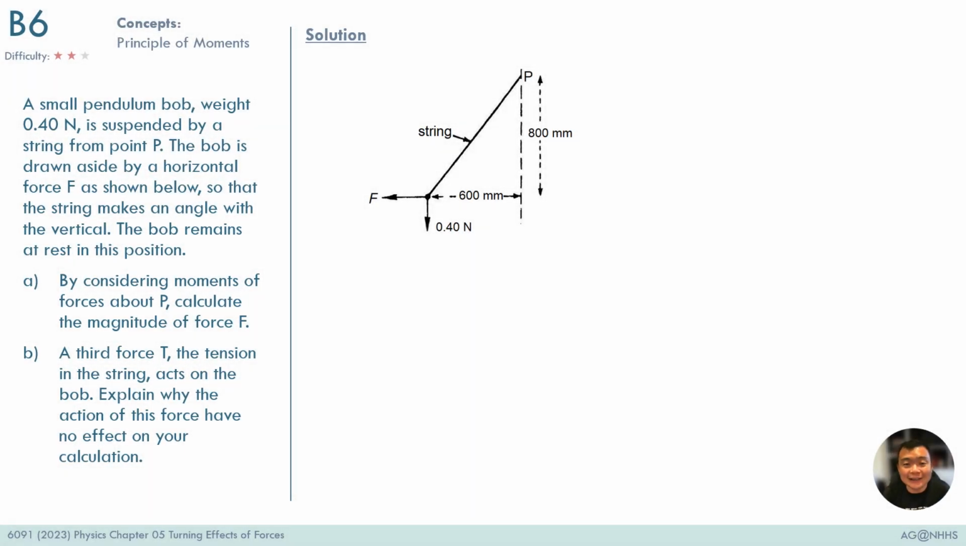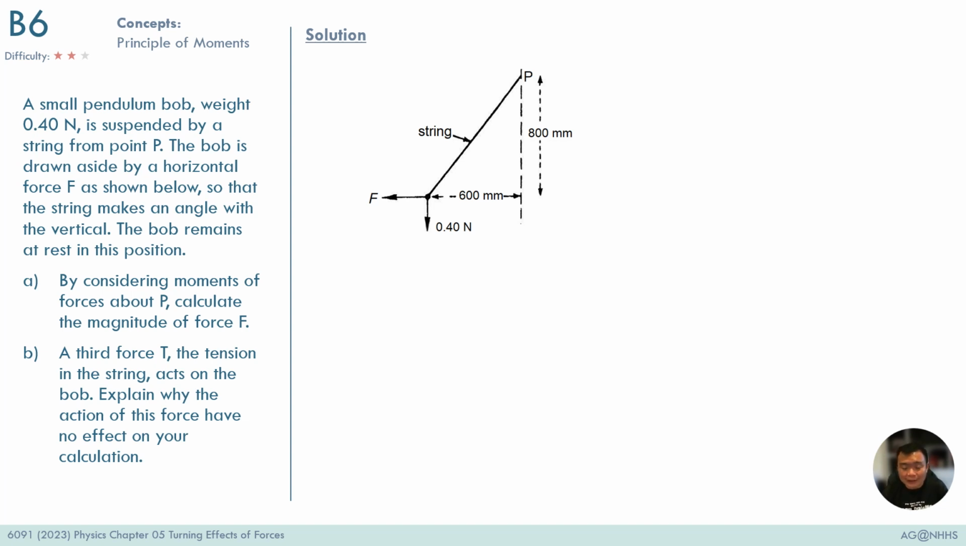This question has a very similar setup to the questions in forces, where you can use vector addition to solve for the unknown force. But in this case, you have very little information given to you. You have only the downwards force, which is 0.40 Newton acting on the pendulum bob.